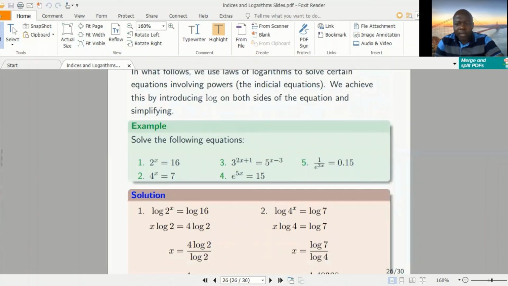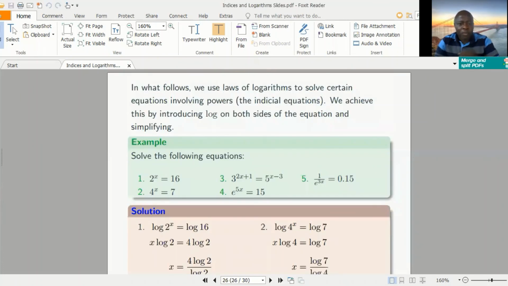Now, what have I written here? I've said that in what follows, we use laws of logarithm to solve certain equations involving powers. We achieve this by introducing log on both sides of the equation and then simplifying. So we are given an index equation and we are asked to solve. Of course, the first one is easy, but somebody can just write it the way we did earlier.